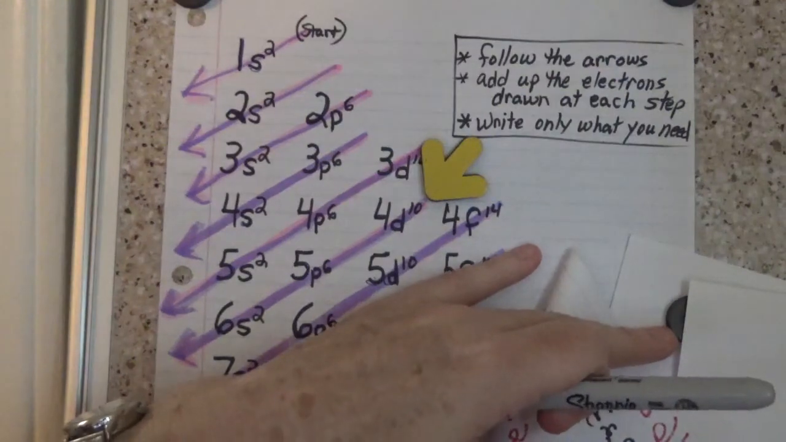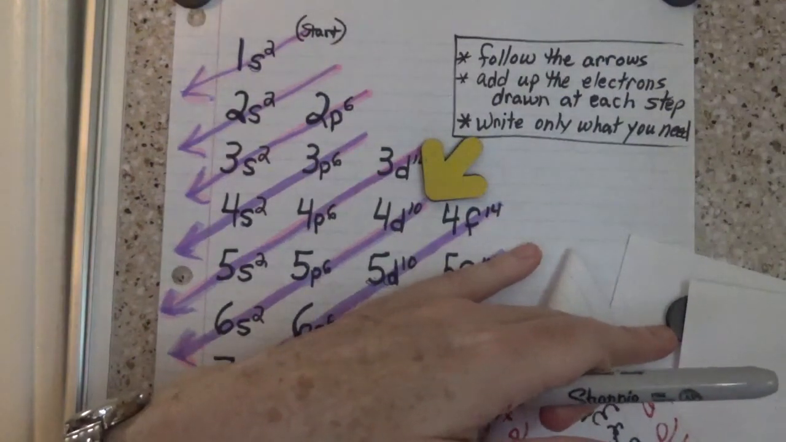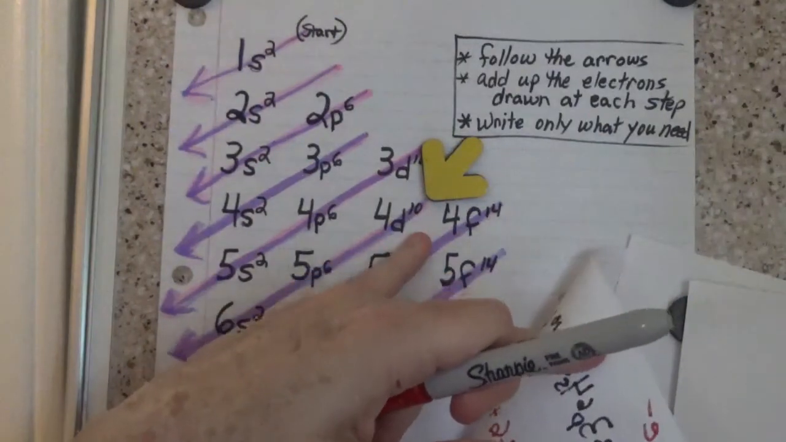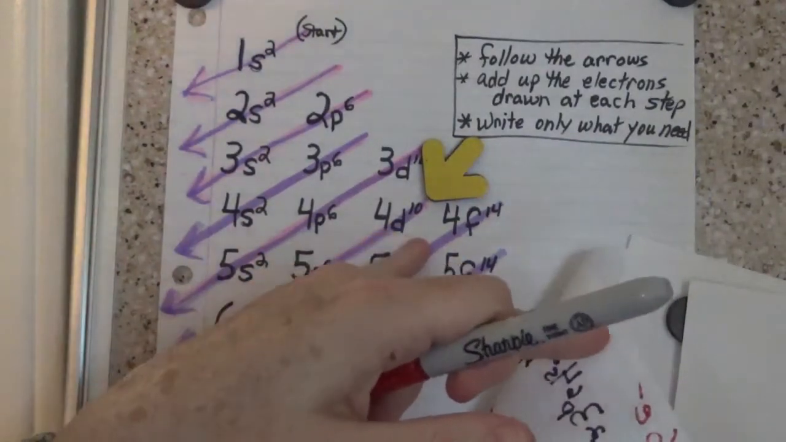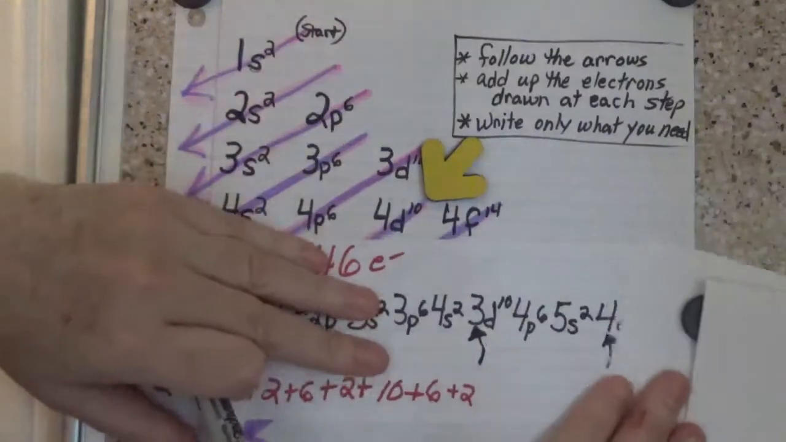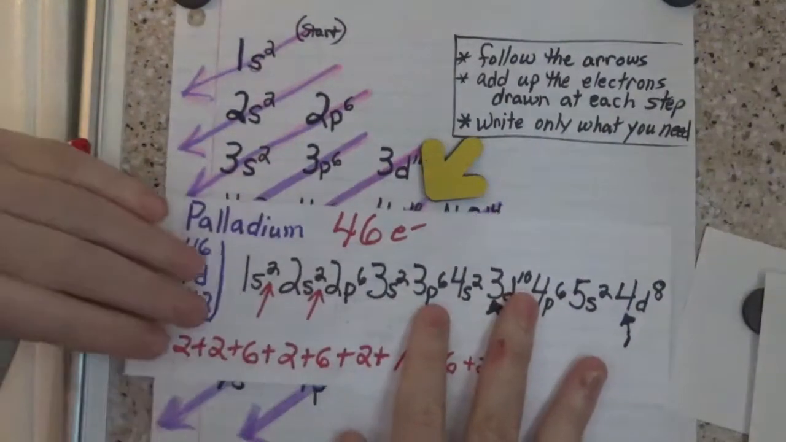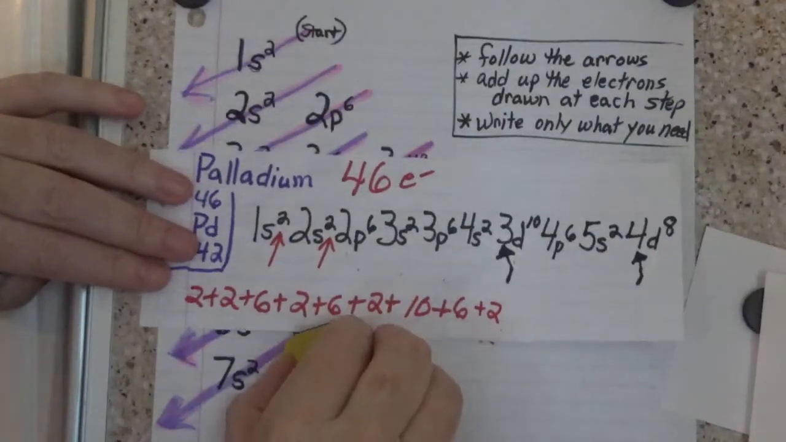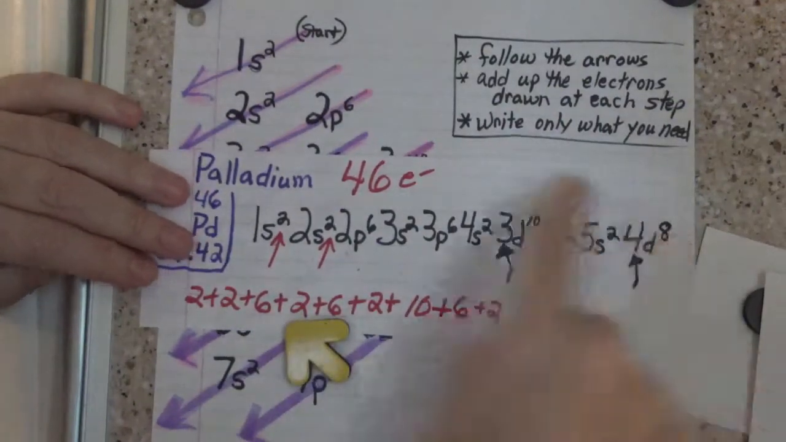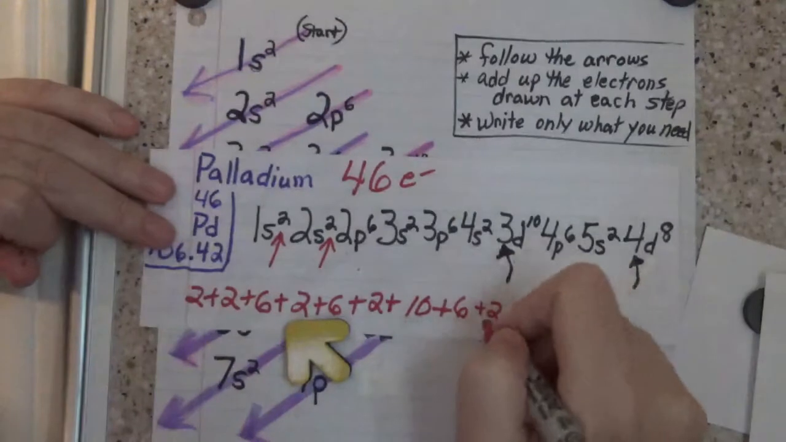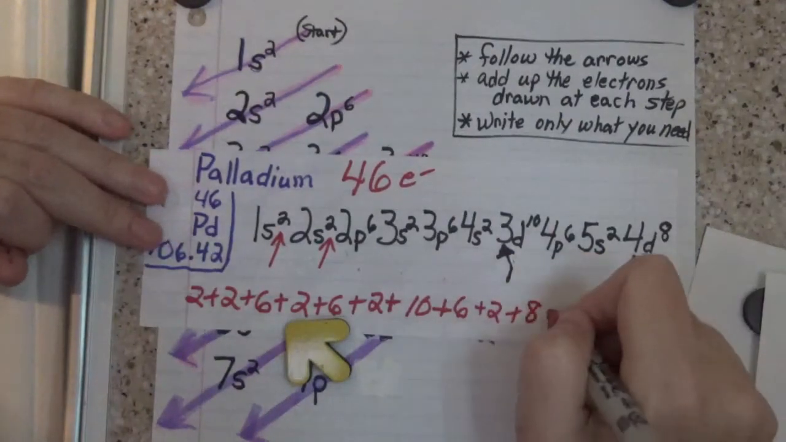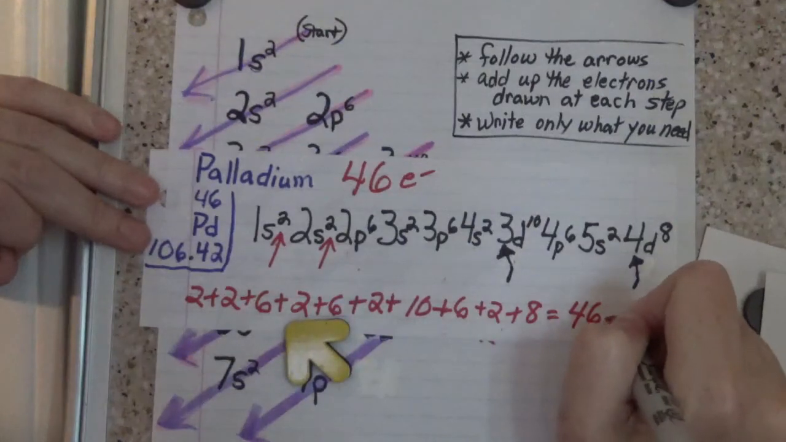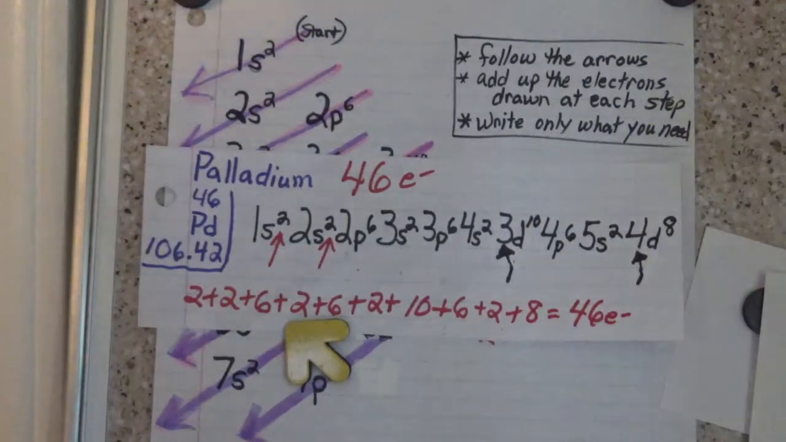Oh, but wait, didn't we just say we only needed 8 more? So do I write 10, 4d10, or do I write 8, 4d8? We write 4d8 because, again, all we want are 46 electrons, and if we wrote 4d10, it would be too many. So plus 8 more, put it in a calculator, you'll get 46 total electrons, and that is palladium.